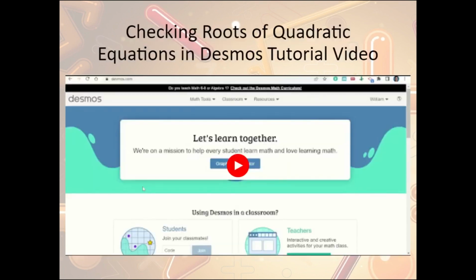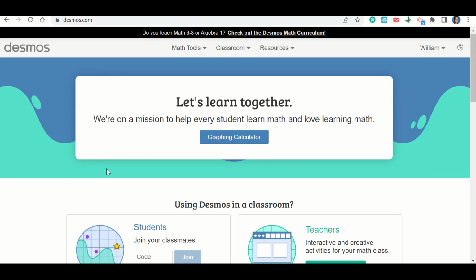There's a video here now showing you how you can use Desmos to check roots of quadratics. So go ahead now and watch that video. Let's talk now about how we can use Desmos to check the roots of a quadratic equation.